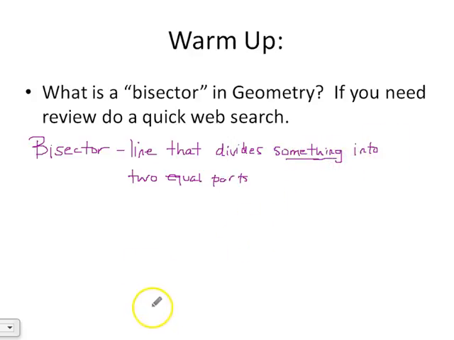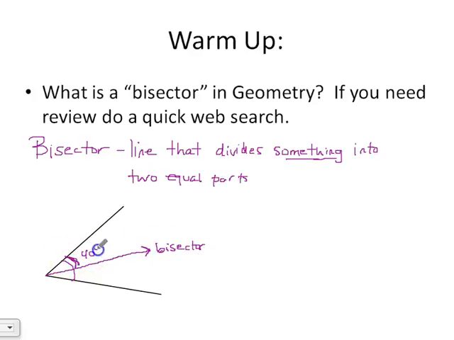It could be an angle. We could have an angle bisector. So if we had an angle, the bisector would divide this angle into two equal parts. This could be our bisector. It would cut it into two equal parts. So we could say that this angle would be 40 degrees and this angle here would be 40 degrees. Both angles would be 40 degrees because the bisector divides that angle into two equal parts.